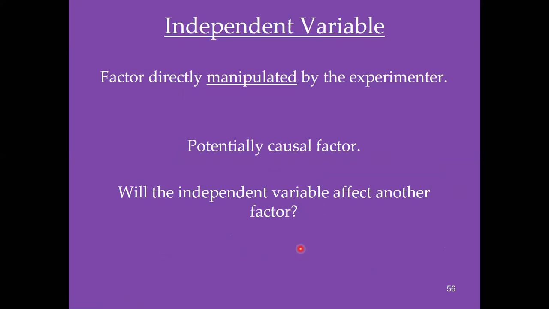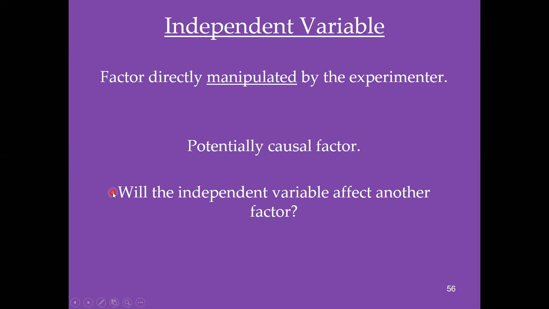So maybe we should look at this a little closer. In the experiment, there are two variables. The first is called the independent variable. This is the factor that is directly manipulated by the experimenter. This is the one that the experimenter applies to one group, not another, or that the experimenter applies and then afterwards looks to see if there's been a change in something. So the independent variable is the potentially causal factor.